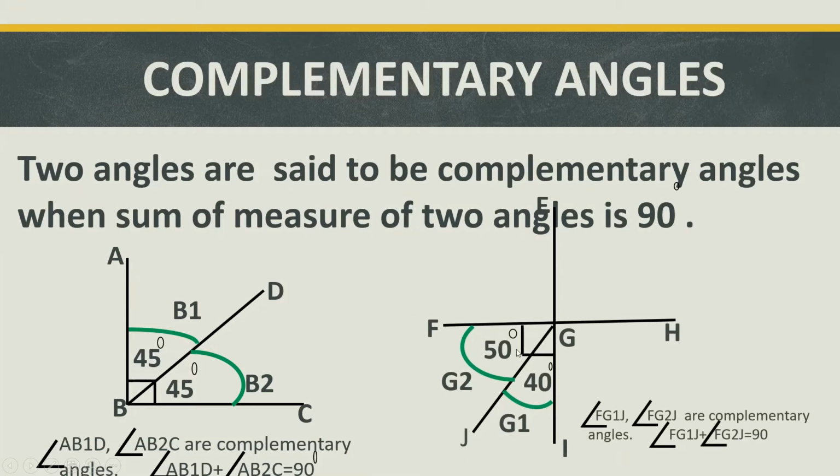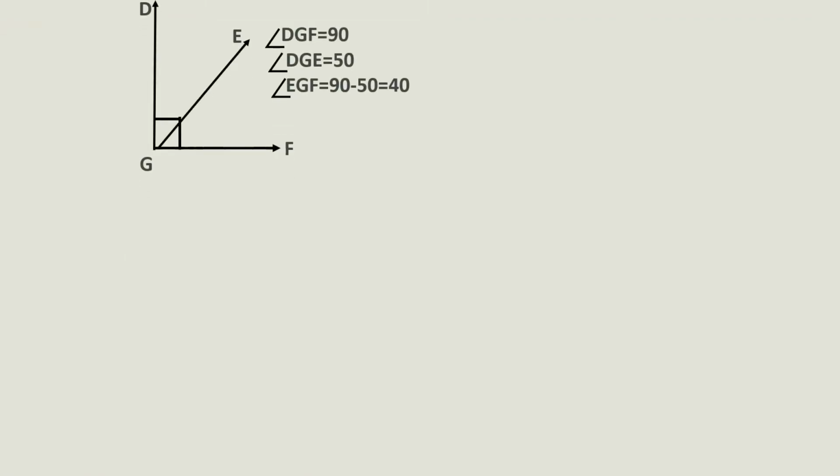In this figure, FG1J and FG2J are complementary angles because both of these angles add up to 90 degrees. Let's look at some examples of complementary angles.